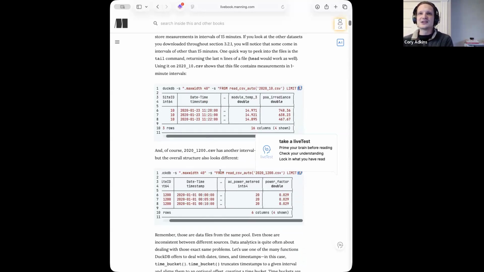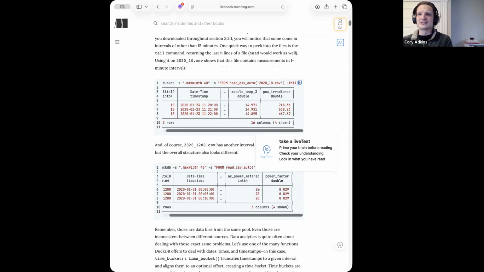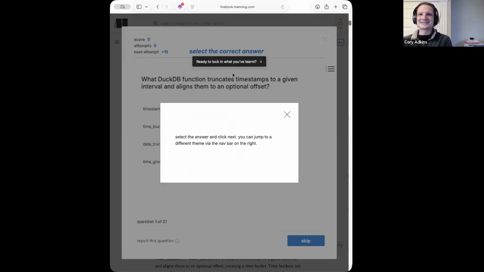You just do select from, or I guess in this case, they're not even using select. They just have from. But yeah, so you can just do it. I don't know what this is. It wants me to test my brain.